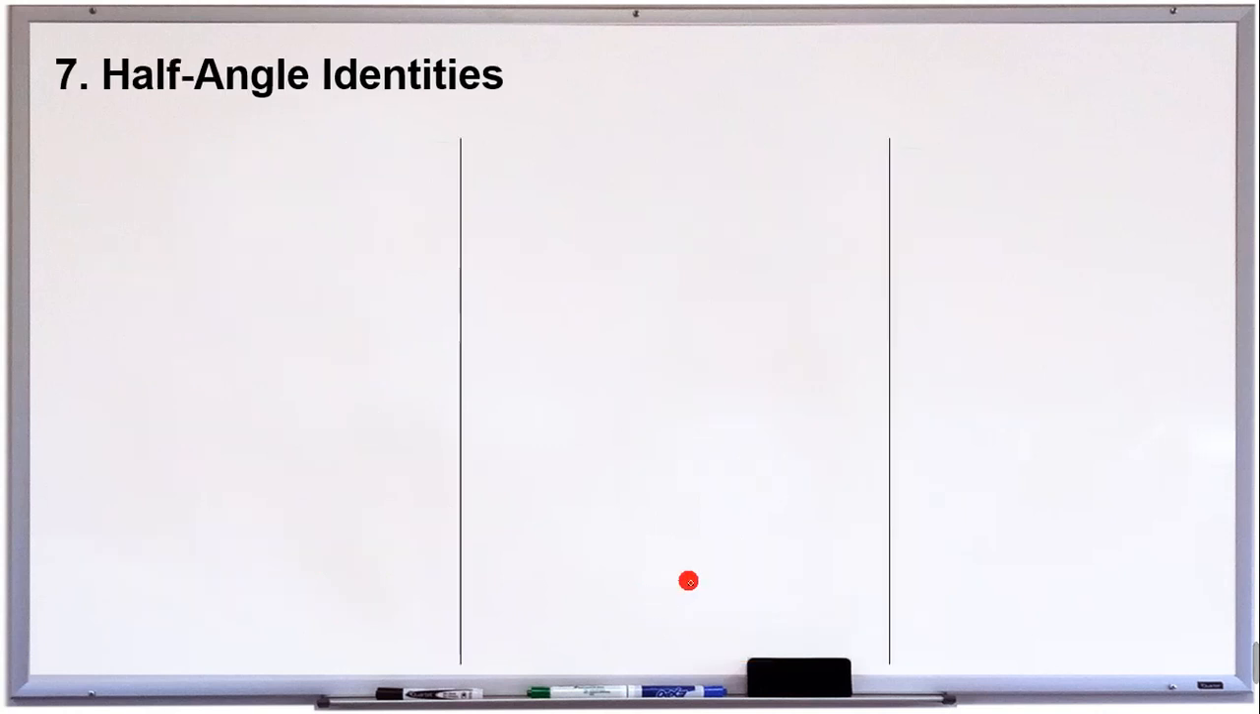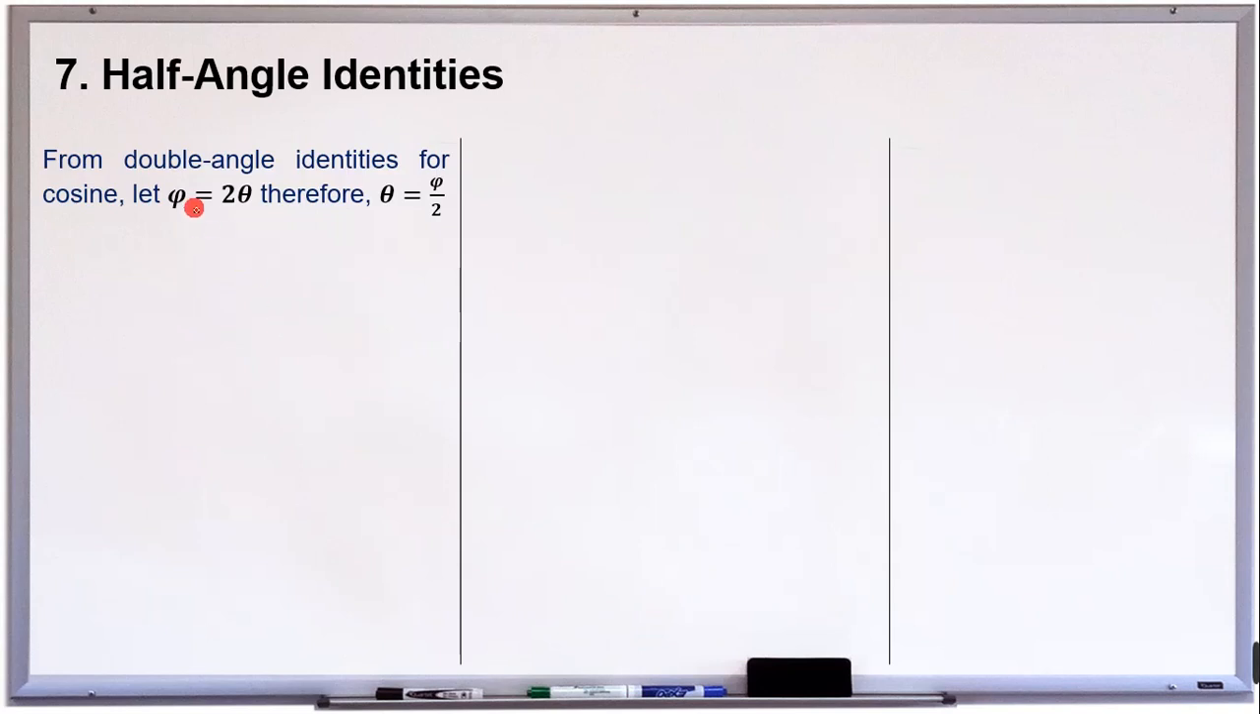Now let's proceed to the half angle identities. For the half angle, we will derive from the result of the double angle identities. But this time, we will assign another angle, angle phi, and we're going to let that equal twice theta. So this one is from the double angle. Therefore, the angle theta is simply equal to half of the angle phi. That is why it is called the half angle identity.